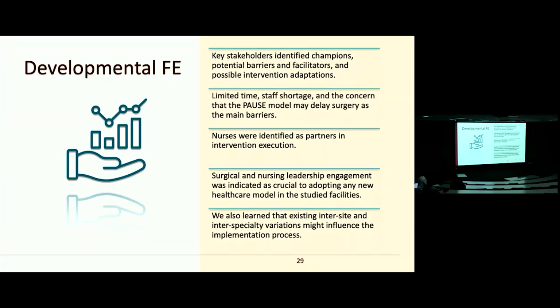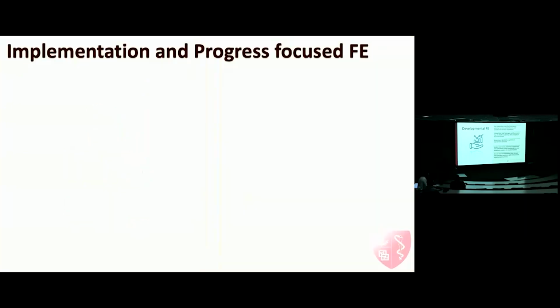And nurses, who were initially not part of our intervention execution partners, were identified as a very important partner, and then we engaged them after this initial developmental data analysis. We also identified surgical and nursing leadership engagement as very important to adopting any new intervention. And we also identified multiple variations, not just within specialties, but also within sites that would influence the implementation process.